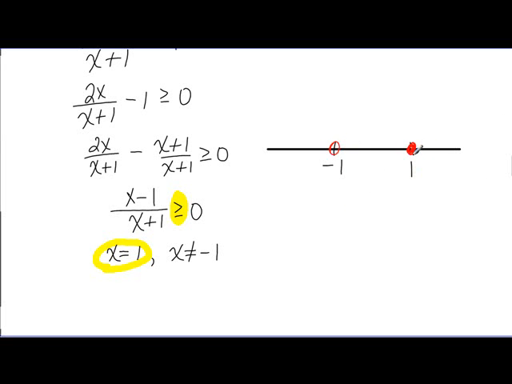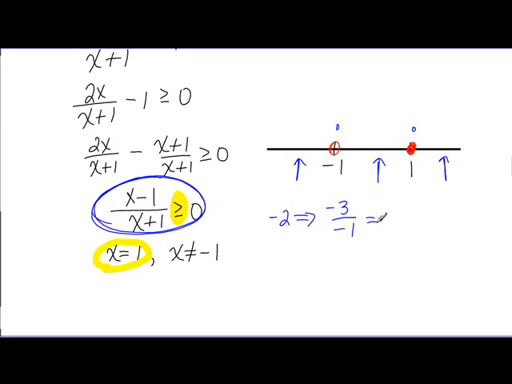So, picking out test points. If I choose negative 2, working with this form, negative 2 minus 1 is negative 3. Negative 2 plus 1 is negative 1. That's going to give me positive 3. If I choose 0, negative 1 over positive 1 gives us negative 1, so that section's negative. And maybe positive 2. 2 minus 1 is 1, 2 plus 1 is 3, and that's positive.